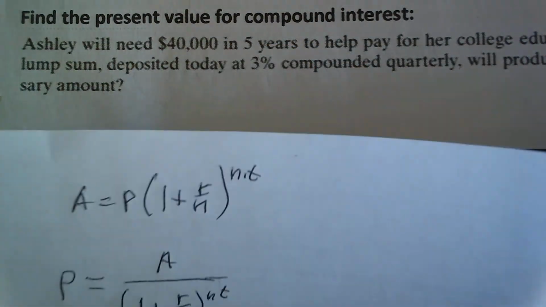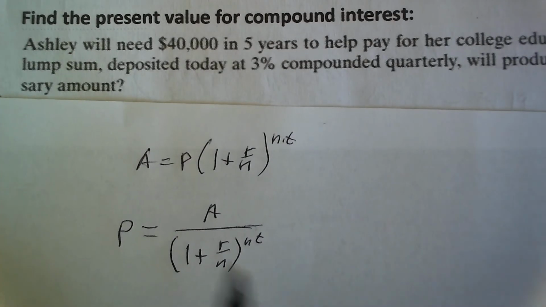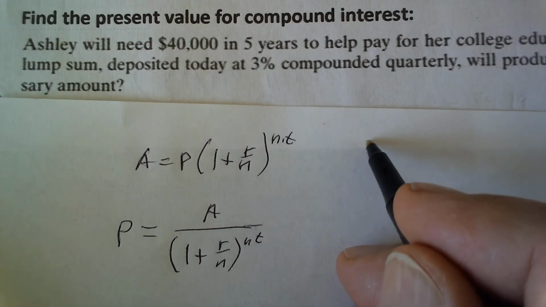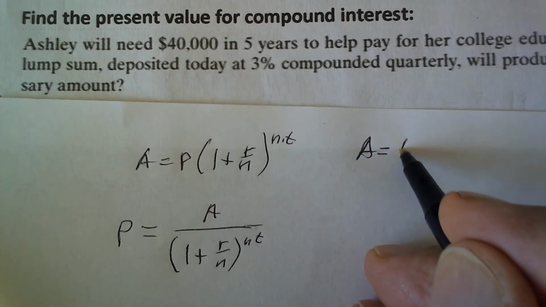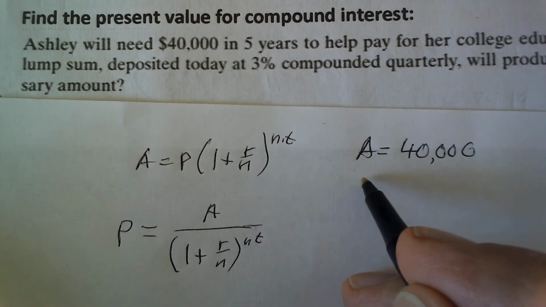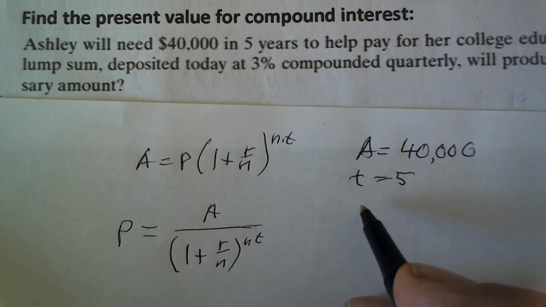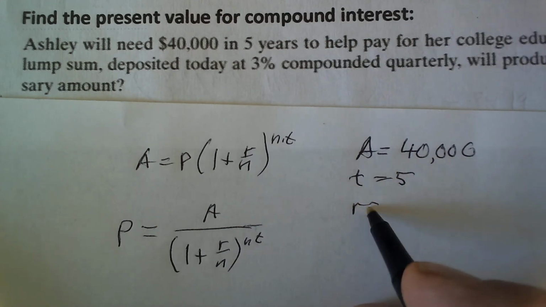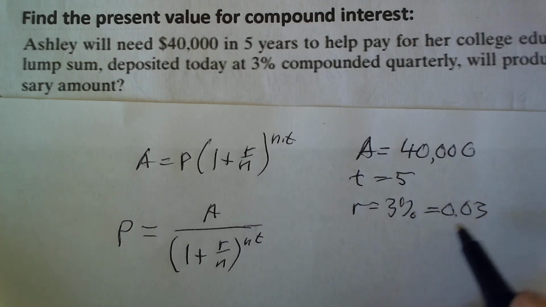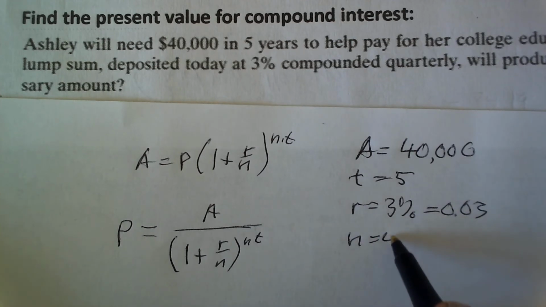So we know that the future value in this case is 40,000. So let's write down the numbers. A is 40,000. That's what is needed in the future. And we know that T is equal to 5 years. And the interest rate is 3%, or 0.03. And compounded quarterly means n equals 4.